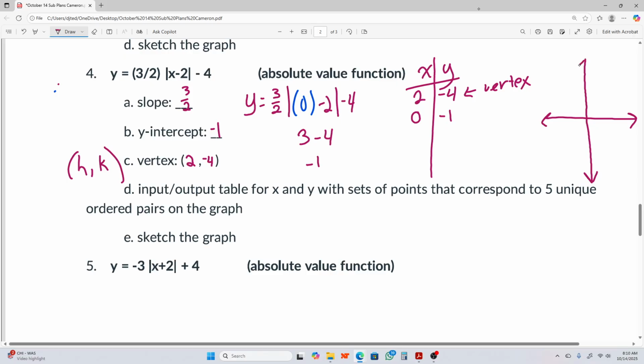I might have wanted that to go over a little bit. That's okay. When x is 2, y is negative 4. There's our vertex. And I know a point. When x is 0, y is negative 1. Boom.